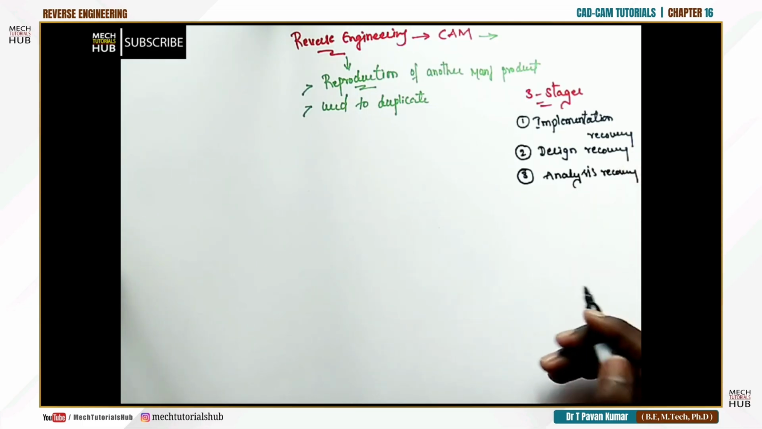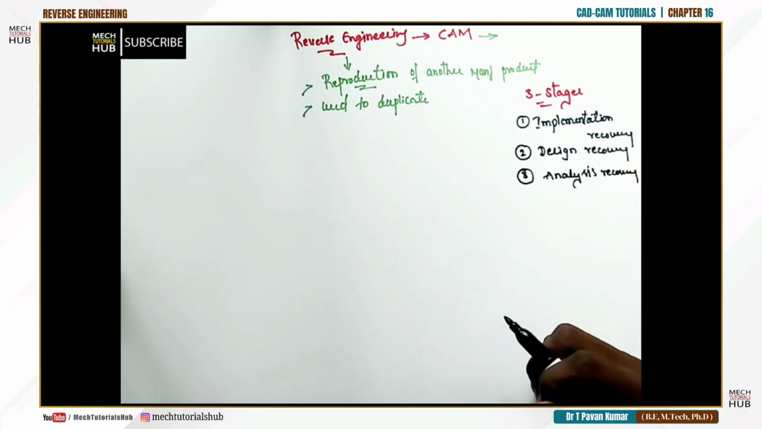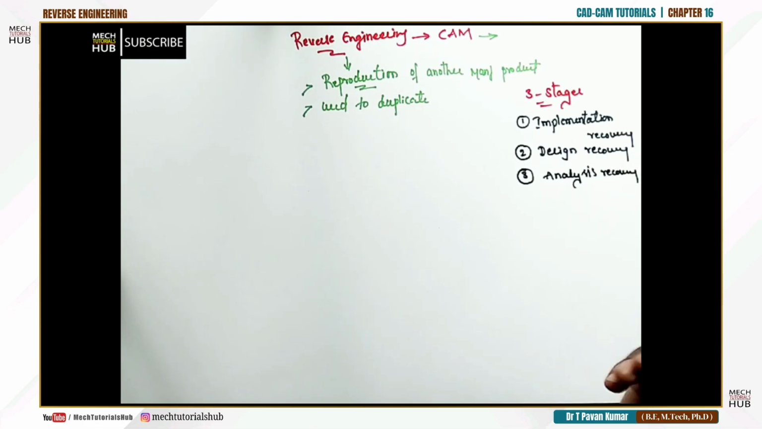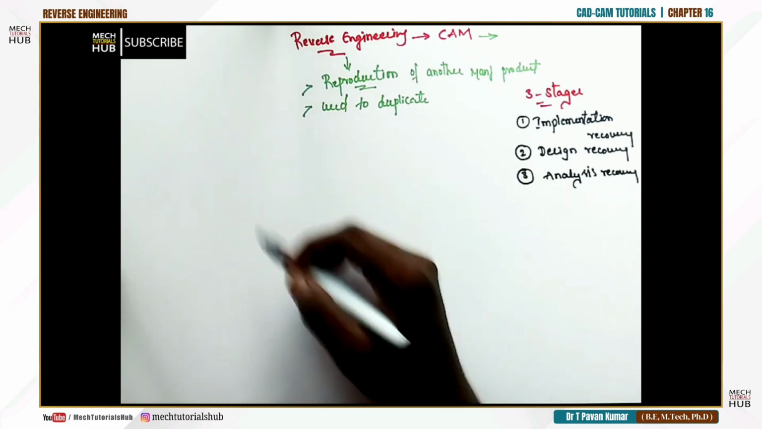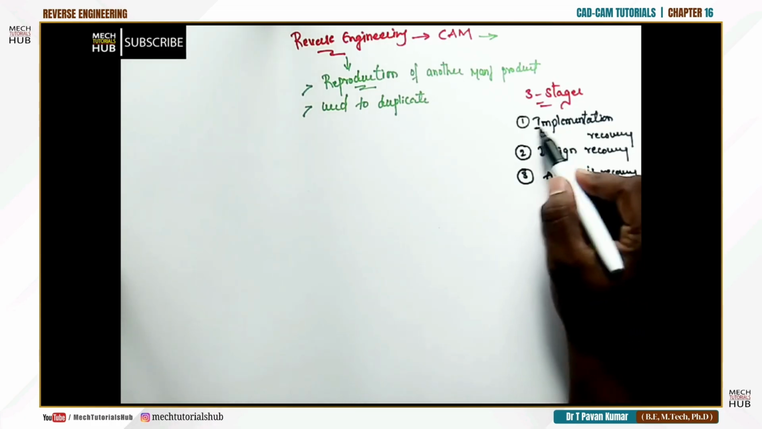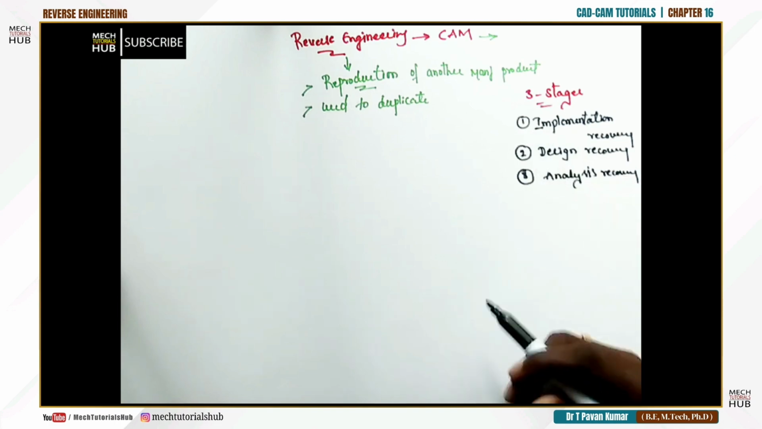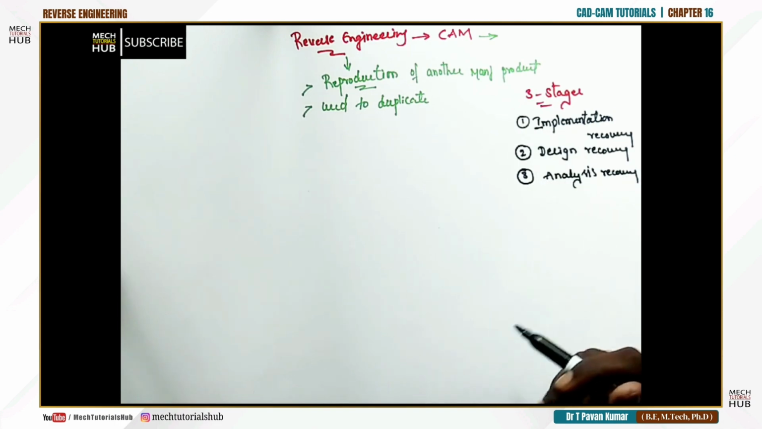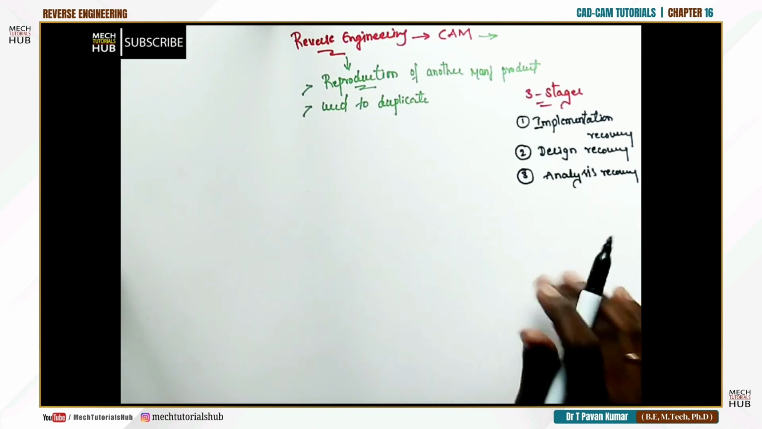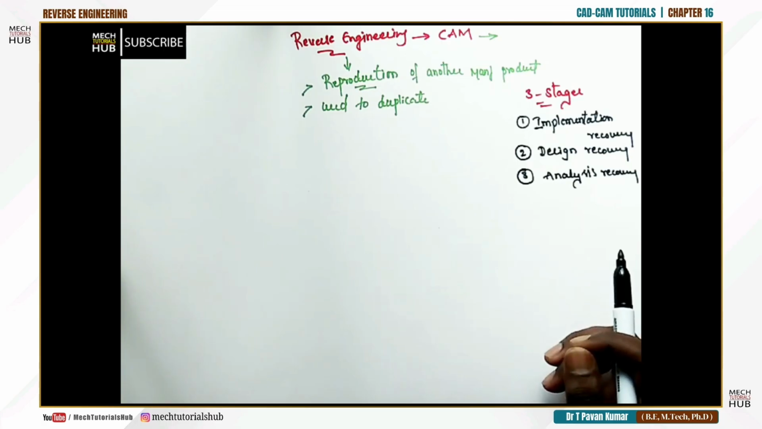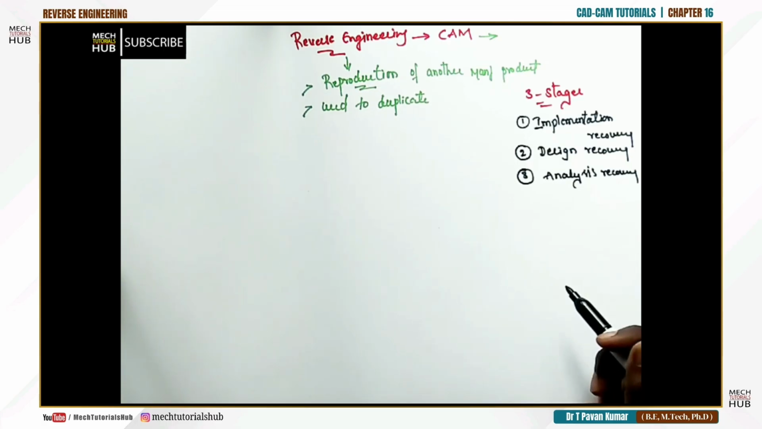The name itself indicates that we are trying to recover already existing data. The data could be in numbers, or the shape and size of the component, obtained by using different techniques. We are going to discuss all the techniques in the course of this lecture. Now, implementation recovery: how to implement the procedure, how to implement the process, how they have defined it while producing a component, and we'll try to do it in our own way.